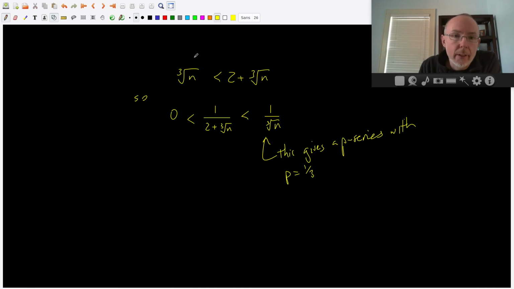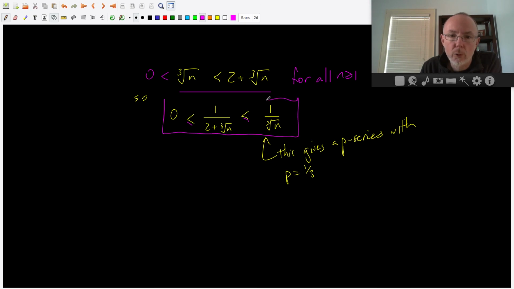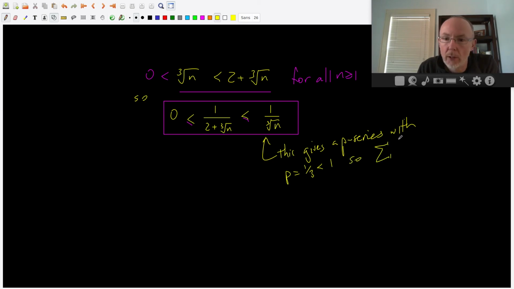If I set out an inequality here, here's the inequality that seems most natural. This is true for all n bigger than or equal to 1: the cube root of n is going to be smaller than the cube root of n plus 2. So this is definitely true, and everything here is bigger than 0. And I can rearrange this. I divide on the other side, and I end up with this inequality that's true for all n greater than or equal to 1. So it fits what we would expect. And I know that this thing's a p-series with p equals 1/3, which is less than 1. So the corresponding series diverges.